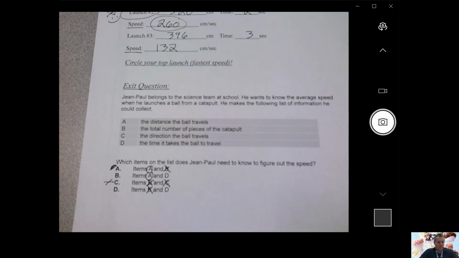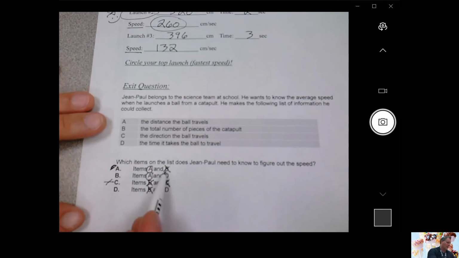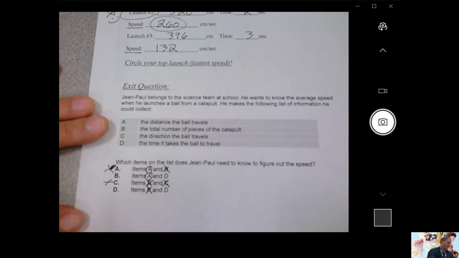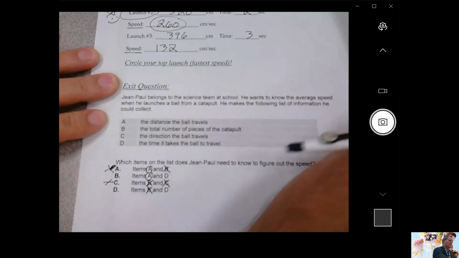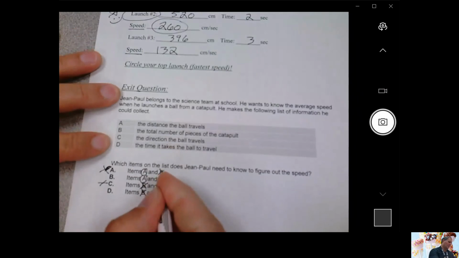All right, let's look at A. I have A, but I eliminated choice B, so goodbye A. And D, let's look at D. The time it takes the ball to travel. So do we need time to calculate speed? Absolutely, we need distance and time. That was back at our formula, speed equals distance over time. So I'm going to circle D. Yes, we need that.